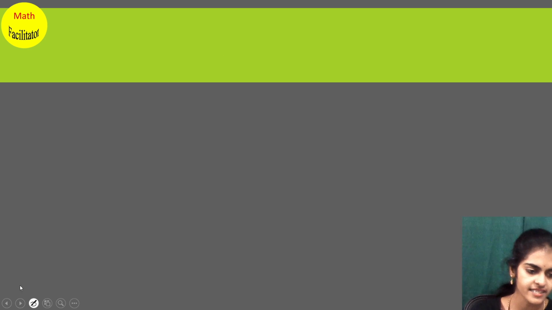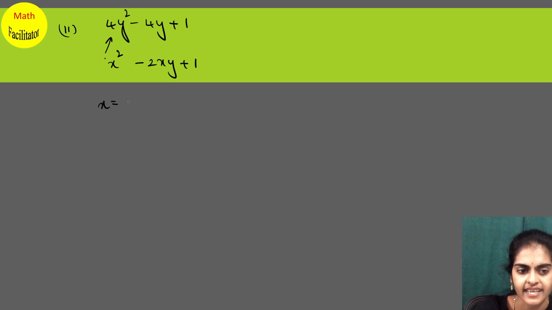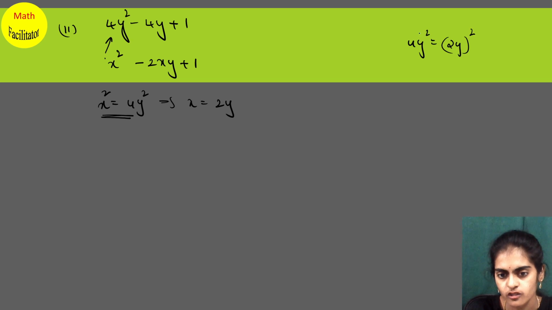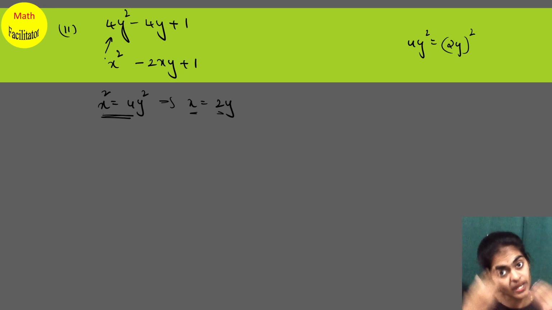Chalo, the next question, let's have a look at the next question, the second bit. 4y square minus 4y plus 1. Again this is like x square minus 2xy plus 1. In the place of x, what do you have? In the place of x, I have 4y square. That means in the place of x, I have 2y. Isn't it? See, 4y square, I can write it as 2y whole square. So in the place of x, I have 2y. X square is 4y square.